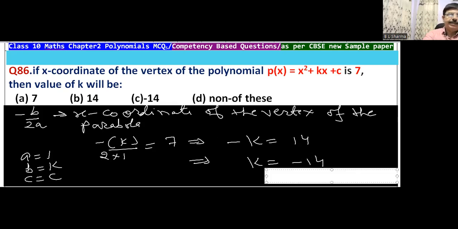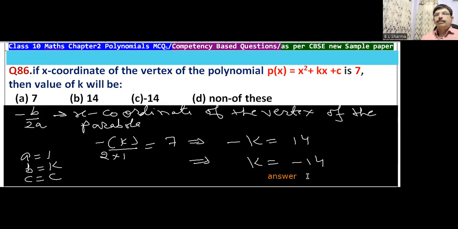So the value of k will be minus 14. So you mark it minus 14.